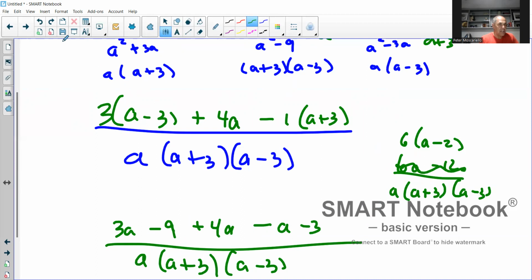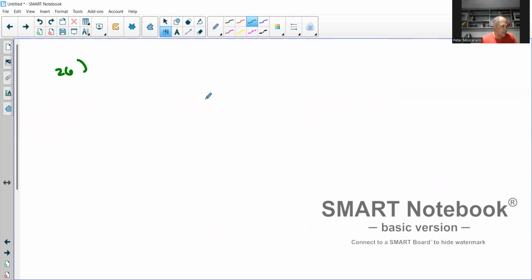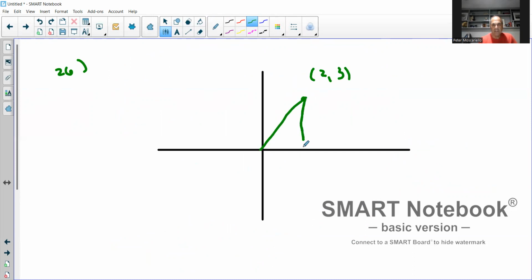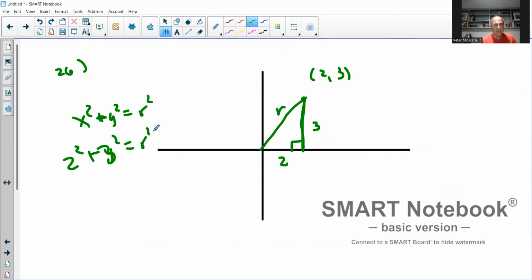All right, on to trigonometry. So 26, you have a point 2, 3. We don't have to be exact, but it's going to be in this quadrant. So that's 2, 3. And we go like this, and you make a reference triangle. So x is 2, y is 3. And by Pythagorean theorem, find r. So x squared plus y squared equals r squared. 2 squared plus 3 squared equals r squared. 4 plus 9. So r is square root of 13.